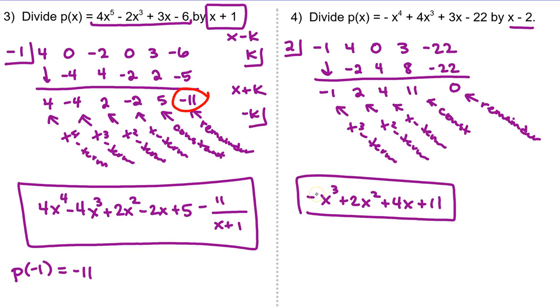And one extra benefit of this problem, just for your conceptual understanding, is that we could now write p of x, our original polynomial, as a product of two factors. It's the product of x minus 2 times the opposite of x cubed plus 2x squared plus 4x plus 11. So it's helpful to know that when you're dividing and you get a remainder of 0, you found factors, and so you can multiply those factors to give you the original problem.